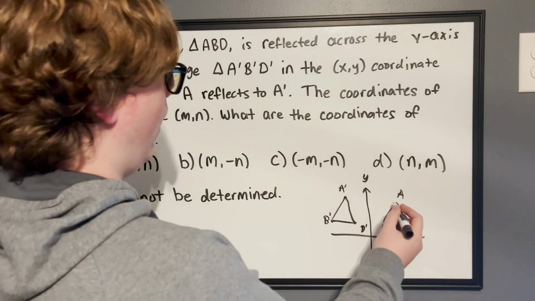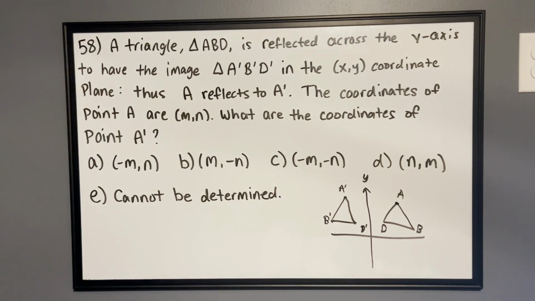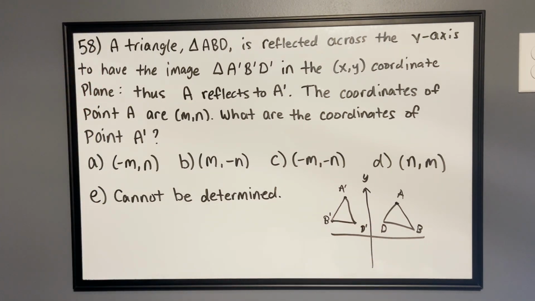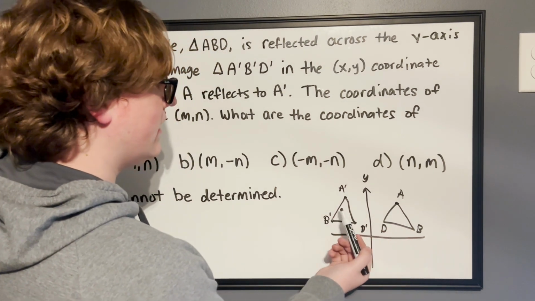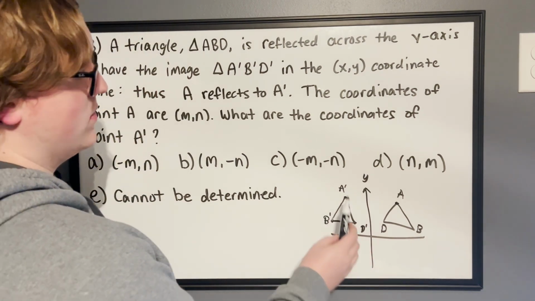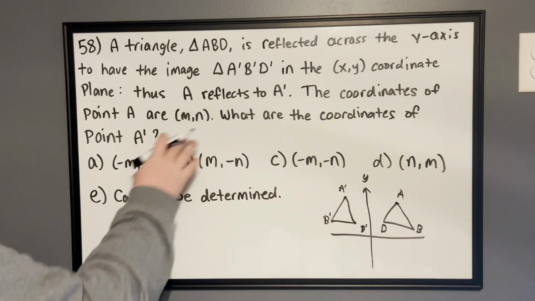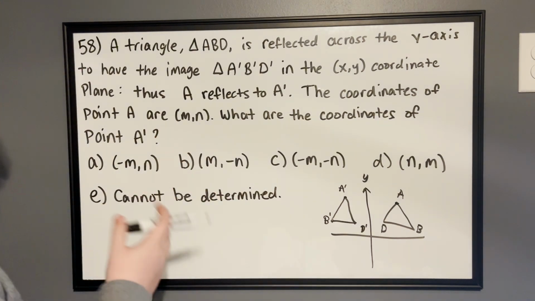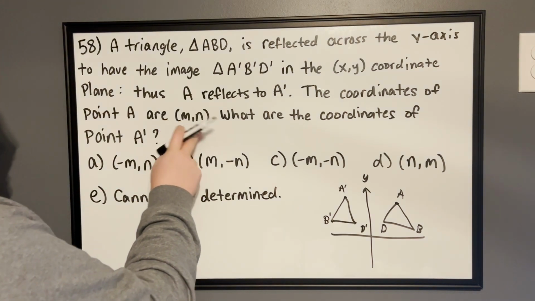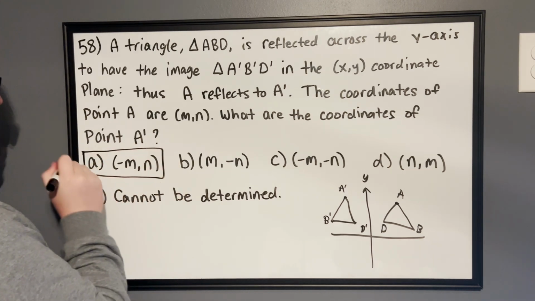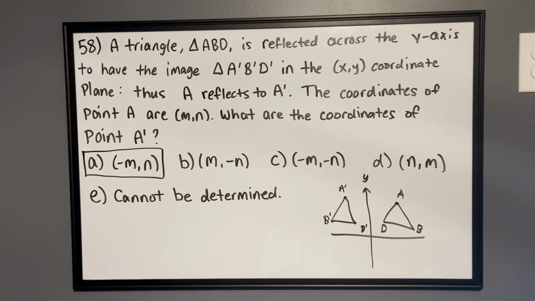So we see that the y value of all these points do not change. The y values stay the same. The only thing that changes is where they are in relation to the x coordinate. So the x coordinate goes from positive to negative in this case. Or if it was on this side starting out, it would go from negative to positive. But essentially, the x value flips its sign. So if A was originally at the point m, n, the only thing that's changing is the x coordinate, and the x coordinate becomes negative. So the m will be negative and the n will be unchanged. And the only one that matches that is option A, negative m, n. That will be the coordinate of point A prime. So that's it for number 58. Let's move on to 59.